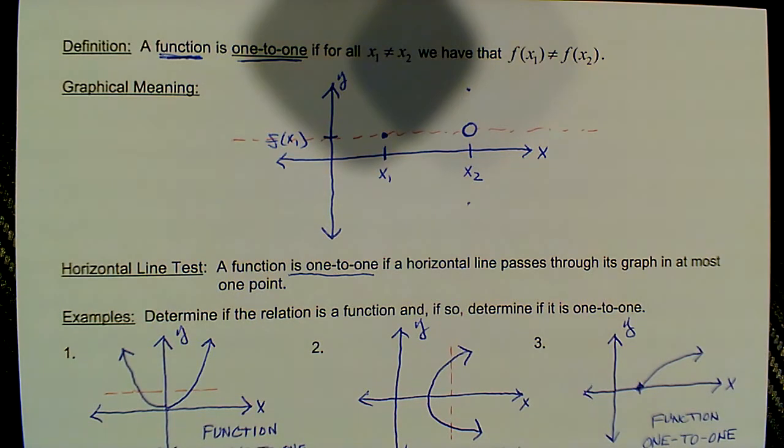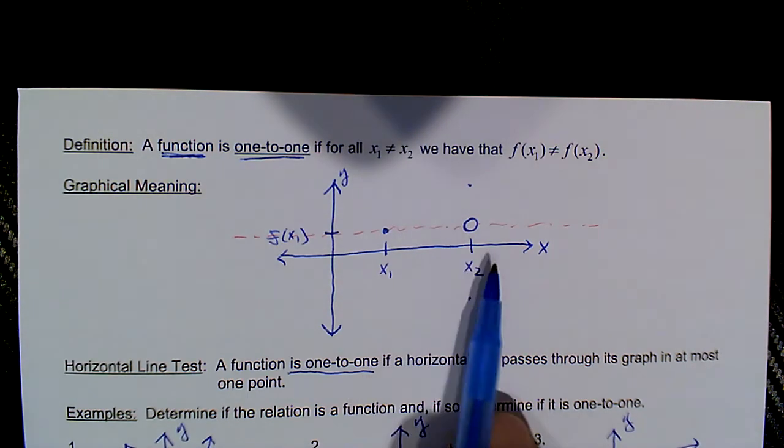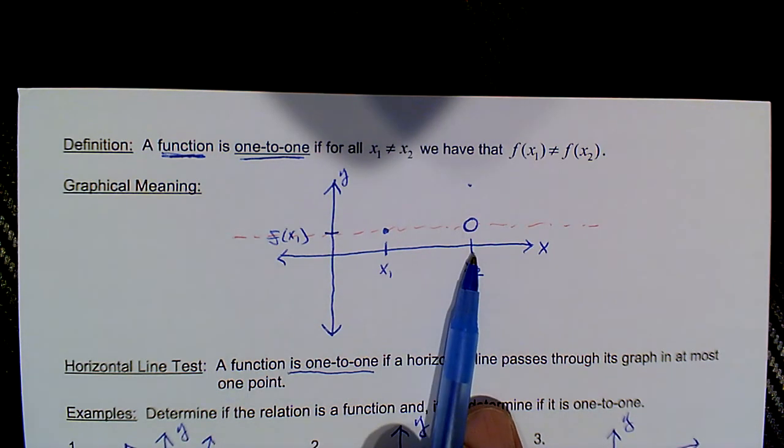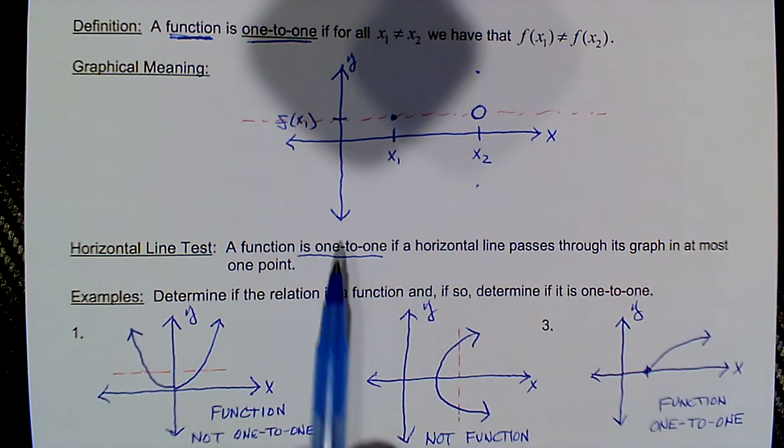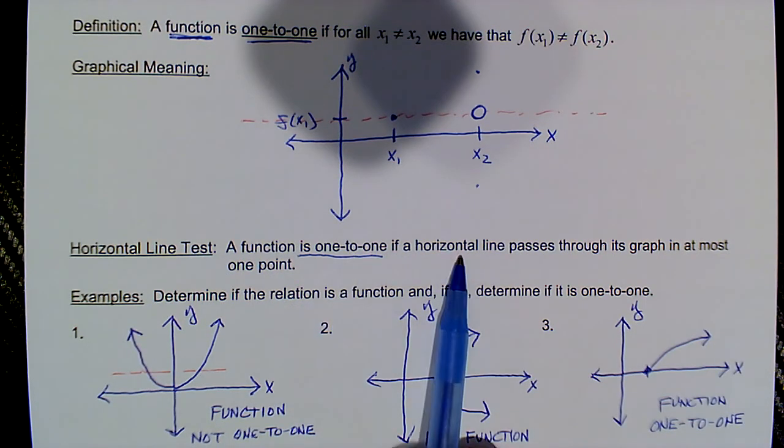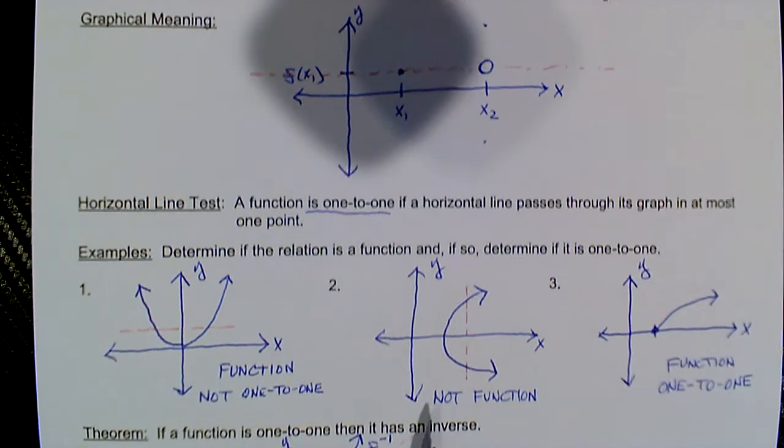Hello everyone. This is part 2 of topic 1 for exam 2, theory of the inverse functions and inverse trigonometric functions. We left off last time talking about a function being one-to-one. Here was the fancy definition, and we concluded that from that definition a function is one-to-one if a horizontal line passes through its graph in at most one point. So that was what we call the horizontal line test.